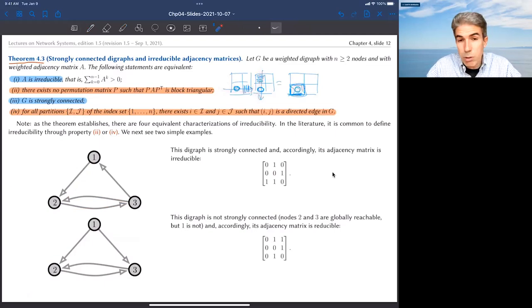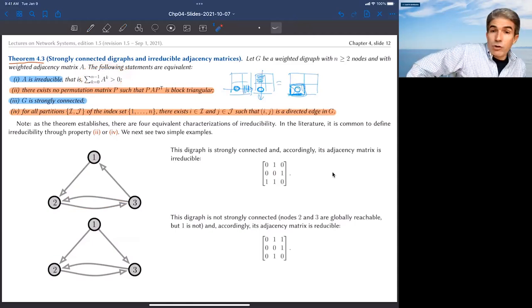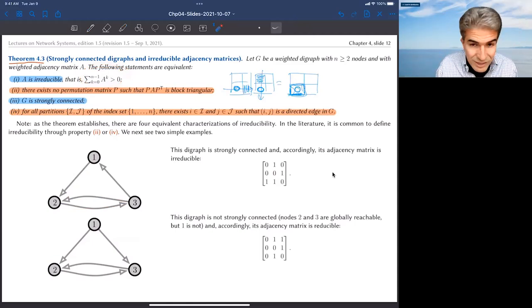So a matrix that is block upper triangular will never give you entries on the bottom left which are positive. Therefore, such a matrix can never be irreducible, because irreducible would say, hey, powers will give you a positive matrix. You can never become positive. Okay, so that's the intuition. It turns out this is an if and only if, because I have just given you intuition for one direction of the proof.